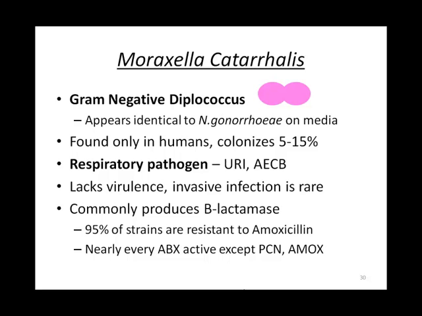What's also cool about this bug is it almost always produces beta-lactamase, so you can never treat these patients with amoxicillin alone, but it's susceptible to nearly every other antibiotic. And so certainly amoxicillin with clavulanic acid will inhibit this beta-lactamase's ability to degrade the amoxicillin and make that one active as well.